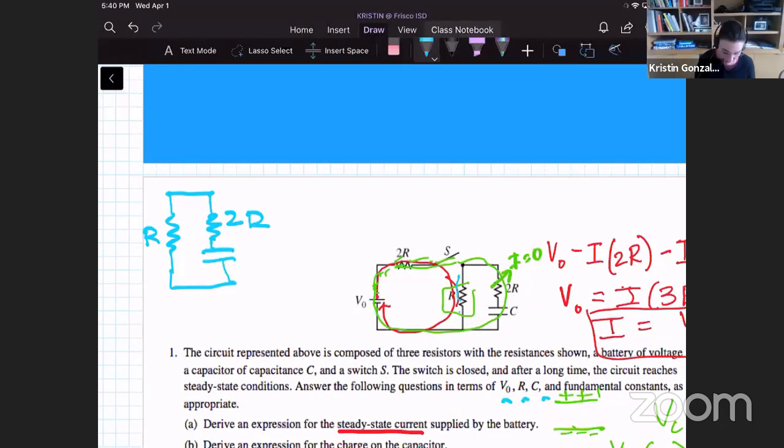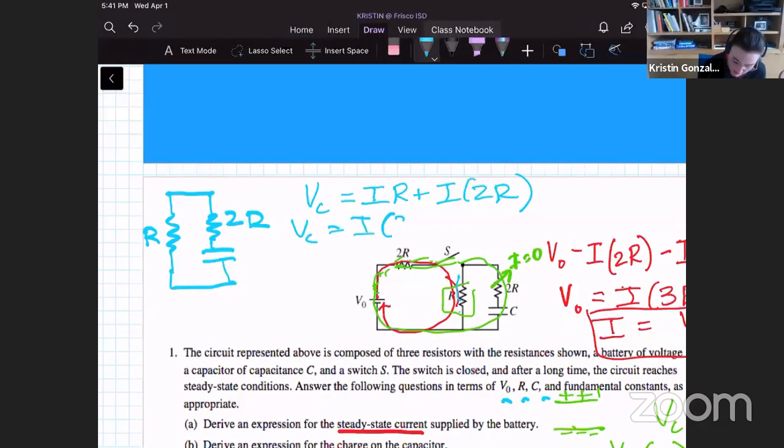Now if we go through and write our loop rule, where's the voltage drop initially? What is supplying that potential difference to the circuit? It is the potential difference of the capacitor. So we can say that the potential difference of the capacitor is equal to the drops across those resistors. So I times R plus I times 2R. I can simplify that and say the potential difference across the capacitor is equal to I times 3R.